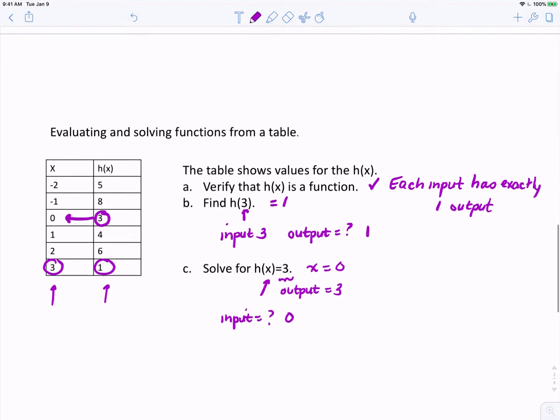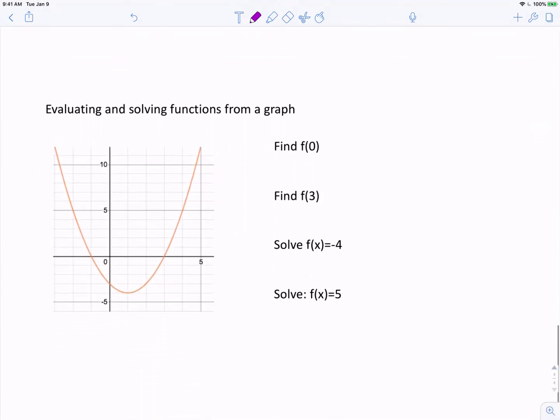And a third way we can solve functions and evaluate them is from a graph. So here is a graph of a function, and our first question asks us to find f of 0. So remember, this is our input value, so we're inputting x, and we're asking, what is the function value if we input x of 0? So if we look on the x-axis at 0, we can see here is the point on the graph. The point on the graph is the point (0, -3). And so what is f of 0? f of 0 is equal to -3.